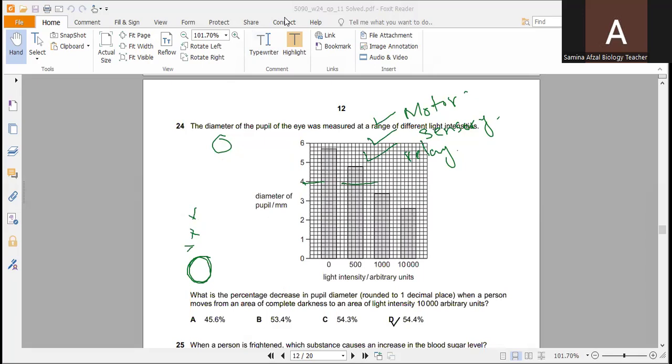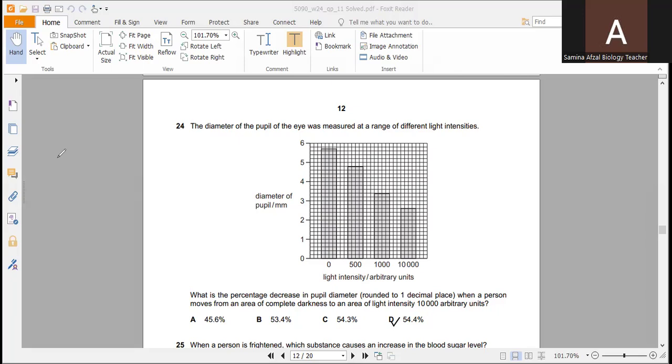Next question, number 24. The diameter of the pupil of the eye was measured at a range of different light intensities. What is the percentage decrease in pupil diameter when a person moves from an area of complete darkness to an area of light intensity 10,000 arbitrary units? Here you can see they have shown this bar graph. On the x-axis, light intensity is shown in arbitrary units, and on the y-axis, diameter of the pupil has been shown in millimeters.